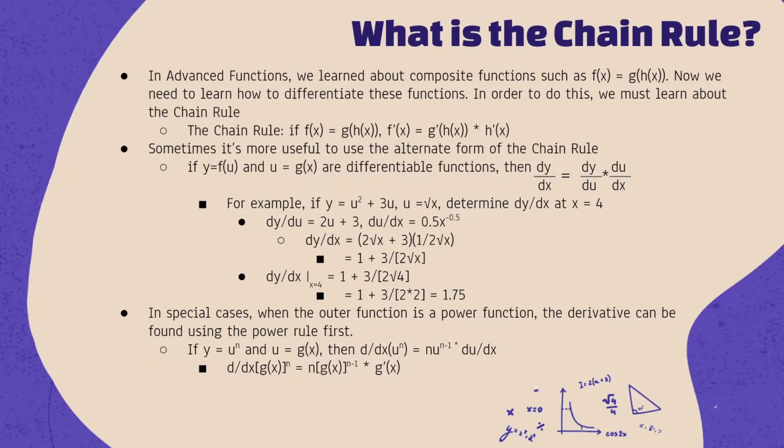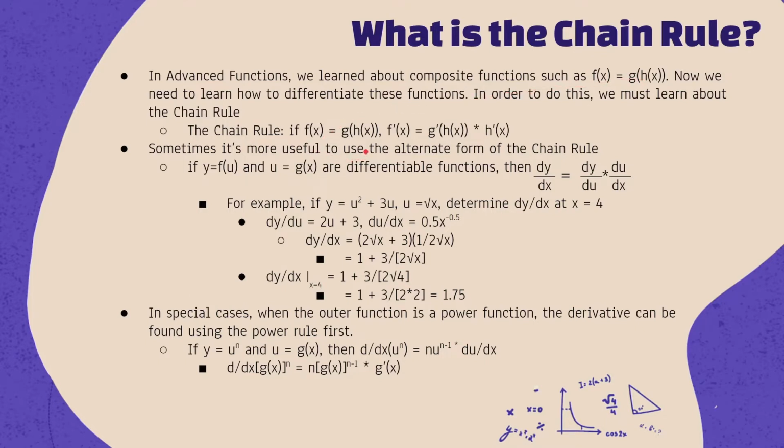So the chain rule itself is this. If we have a composite function f of x, then the derivative of f of x is equal to the derivative of g of h of x multiplied by the derivative of h of x. So what this means is that you find the derivative of the outer function, so g, right? And then you find the derivative of the inner function, so h, and then you multiply the two.